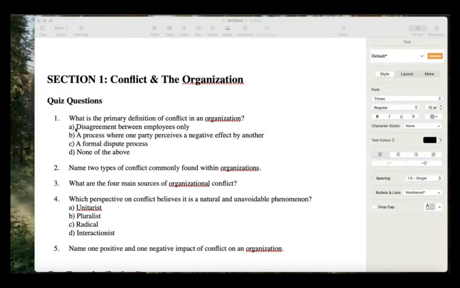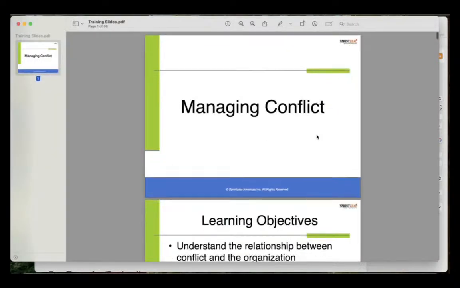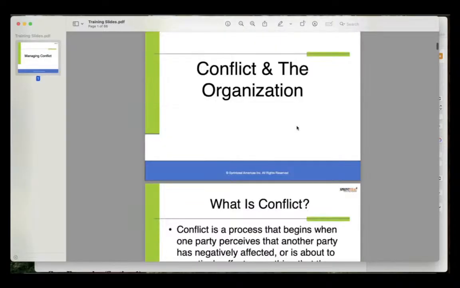First one is the option which is there is disagreement between employees only. So do we understand the conflict with this? Like, is it a disagreement between employees only? Then the second is a process where one party perceives a negative effect by another, and the third one is a formal dispute process. And the fourth is none of the above. Okay. Let's see. I will open the slides for you and we will see if it is matching with anything that we have discussed.